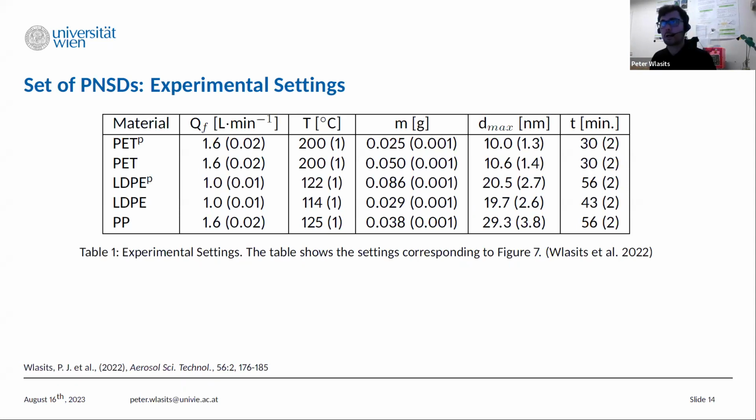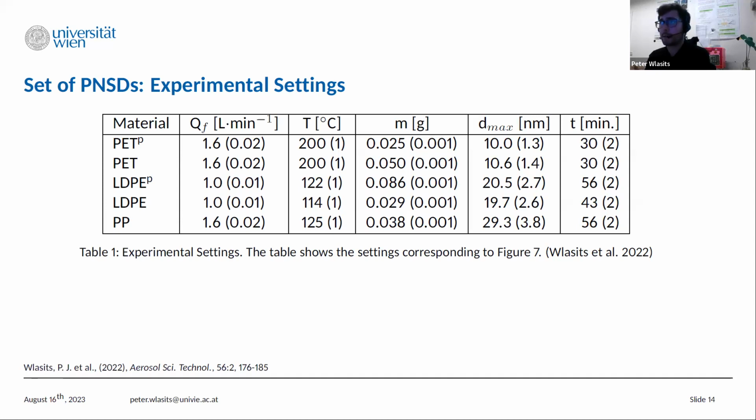So with that, I want to show you the experimental settings that the curves are based on, just to give you for now an idea approximately how much the flow rates and temperature have been. As you can see, if you look at the second column, the tube furnace flow rate ranged from around 1 liter per minute to 1.6 liters per minute. The temperatures were between 114 degrees Celsius and 200 degrees Celsius, depending on the material. Already here we can see that the two PETs required somewhat more temperature, and the two LDPEs somewhat lower temperatures to generate particles.